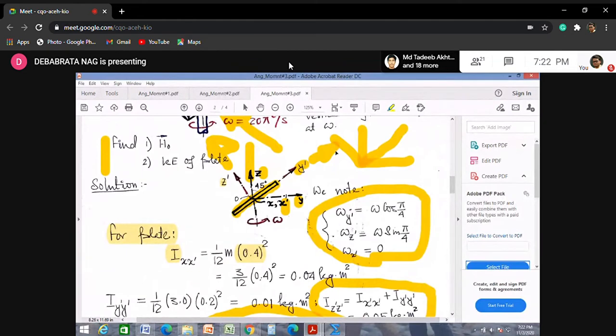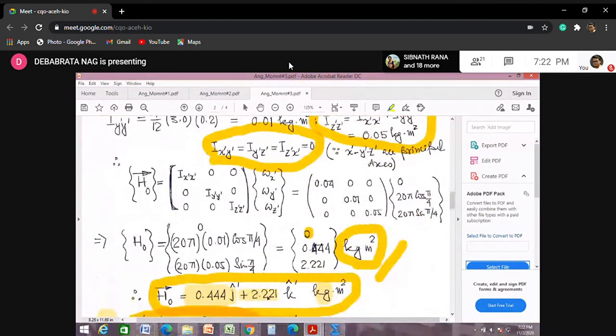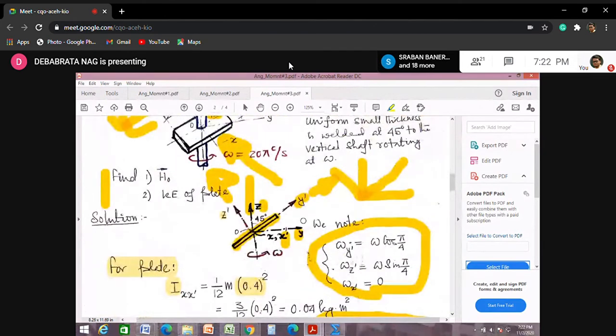So it will be 0.444 cos 45 degree minus, because this vector is this way, how much is this? 2.221. So you can say 0.444 cos 45 degree minus 2.221 sin 45 degree. Cos 45, sin 45, it's all the same, but you should take the proper angles. You see, this is 45 degree, which means this is 45 degree. Therefore, you need to take the components of these two vectors about the y-axis.